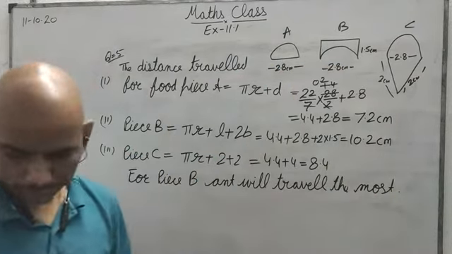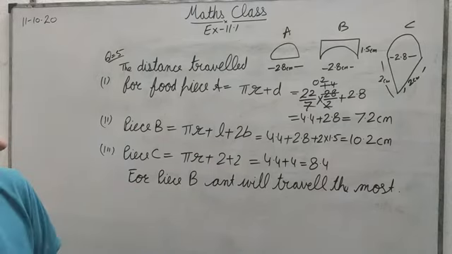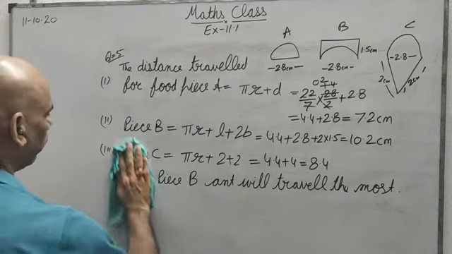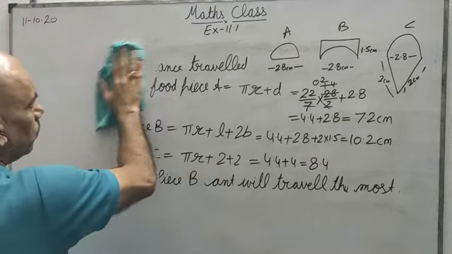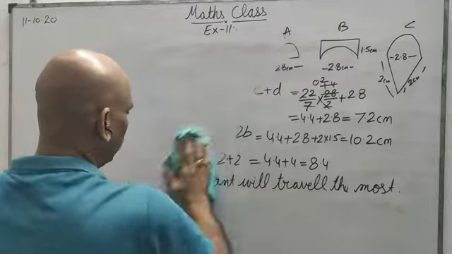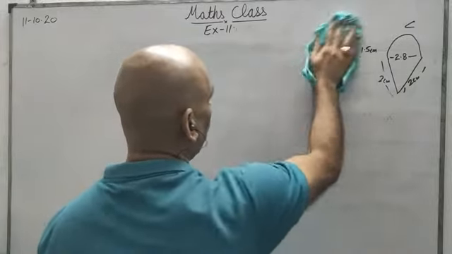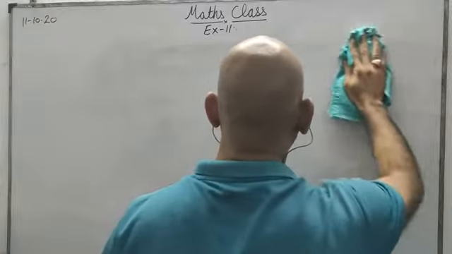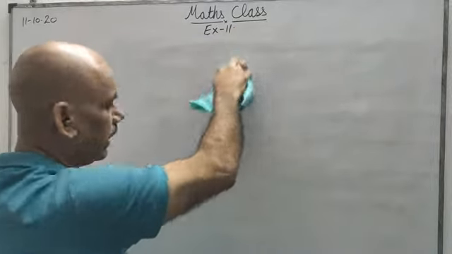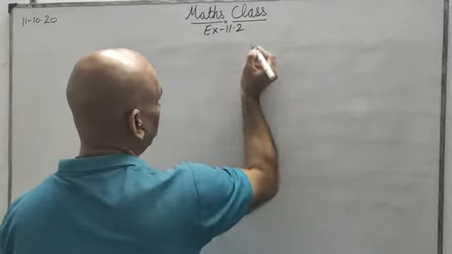So this way you will solve these questions. Now once these questions are solved, exercise 11.1 is finished. Now let us move to 11.2. In 11.2 we are going to learn two new formulas. One is area of trapezium.